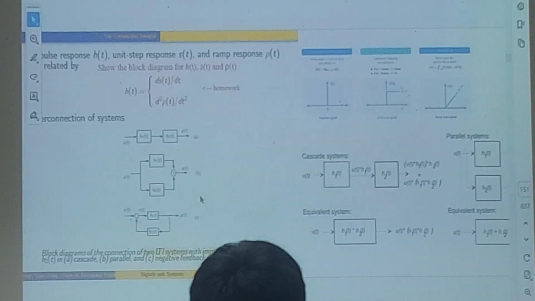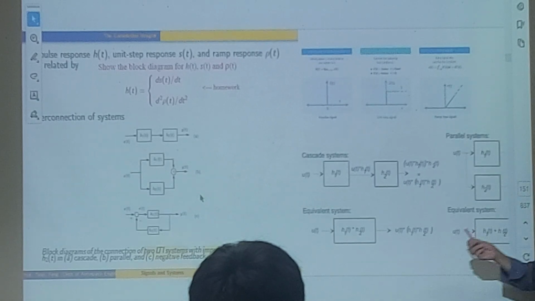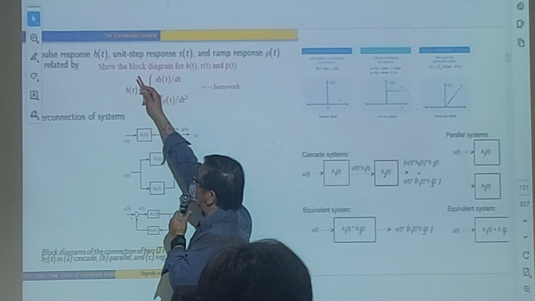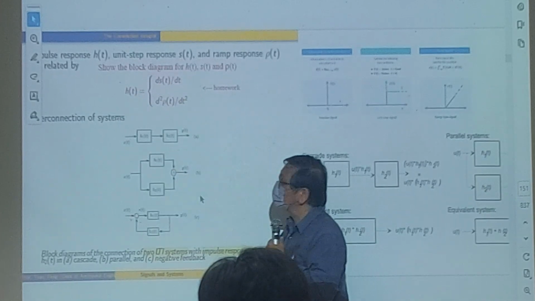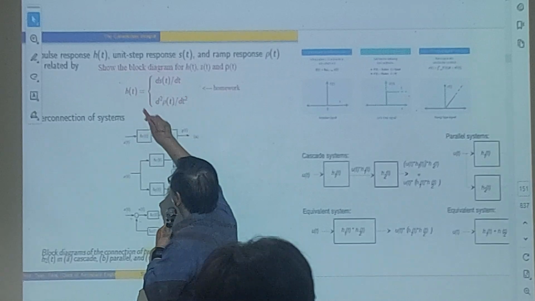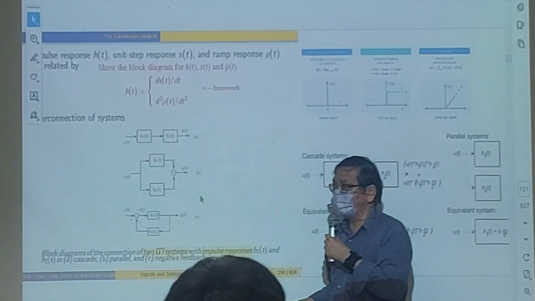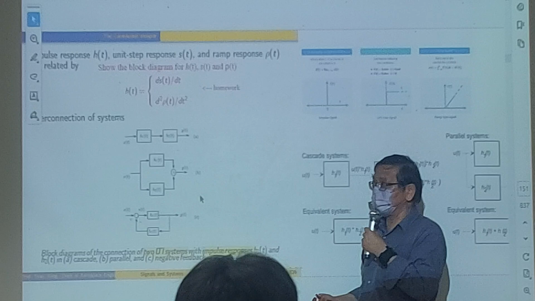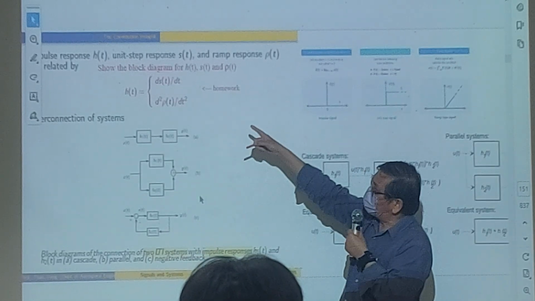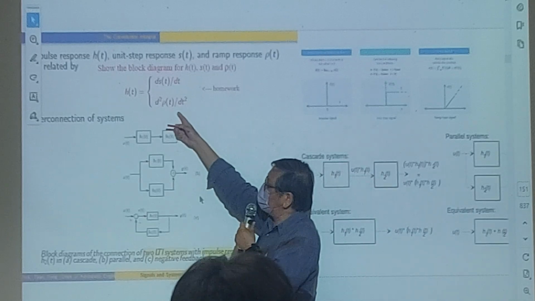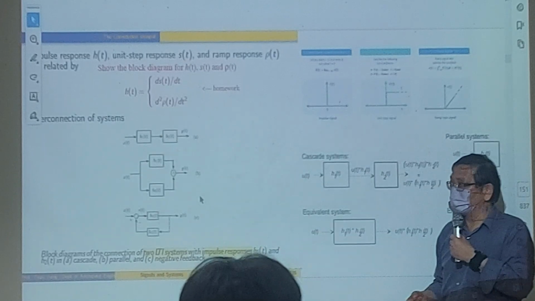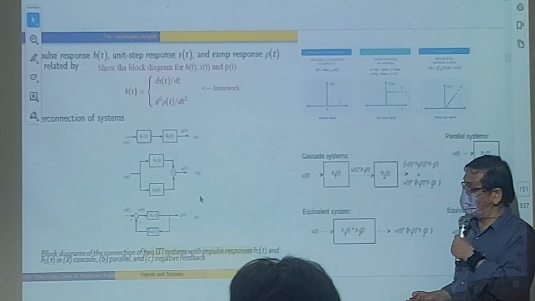You have to figure out the ramp response in the previous page, and also the unit step response. We call that S of t here. And then prove that h of t, the impulse response, actually equals the first order derivative of S of t and the second order derivative of rho of t. Rho of t is the ramp response in the previous page.